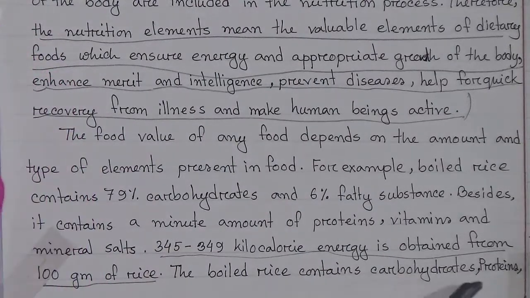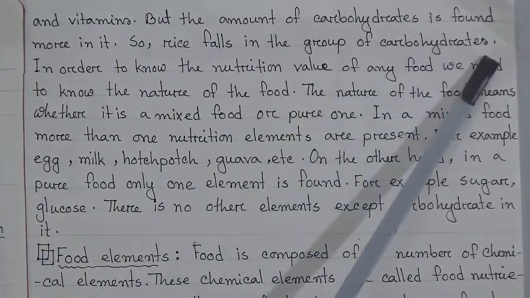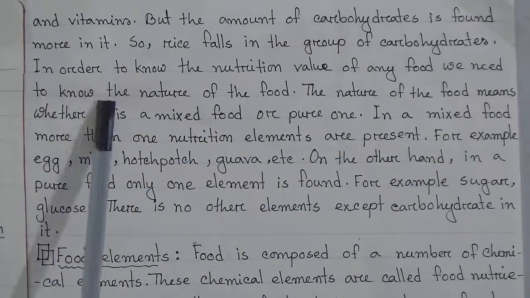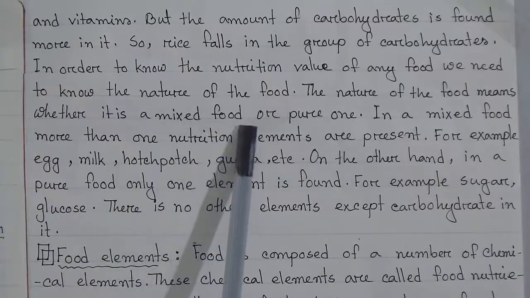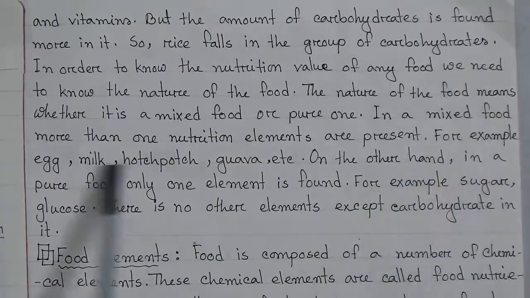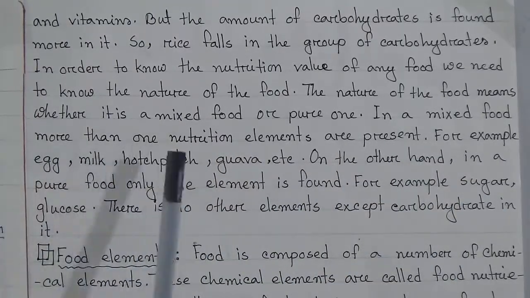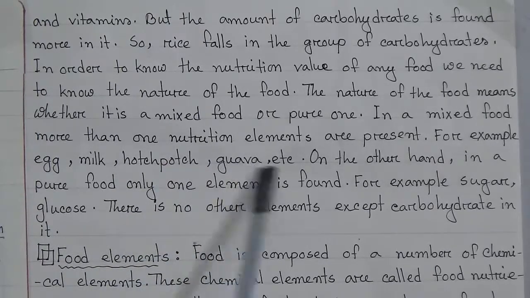The boiled rice contains carbohydrates, proteins and vitamins, but the amount of carbohydrates is found more in it. So, rice falls in the group of carbohydrates. In order to know the nutrition value of any food, we need to know the nature of the food. The nature of the food means whether it is a mixed food or pure one. In a mixed food, more than one nutrition element is present. For example, egg, milk, hodgepodge. Hodgepodge in Bengali we say as vegetable khichuri, then guava, etc.